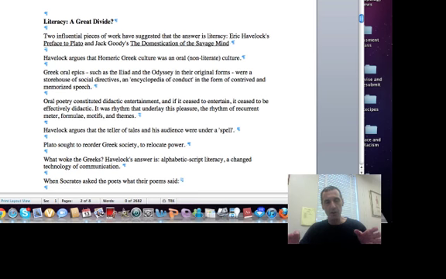There was, he argued, a scope for creativity in how those building blocks were arranged and ordered on any occasion of recitation. Recitation was always sensitive to the reactions of the audience. So oral poetry constituted didactic entertainment. And if it ceased to entertain, it ceased to be effectively didactic. It was rhythm that underlay that pleasure, the rhythm of recurrent meter, formula, motifs, and themes.